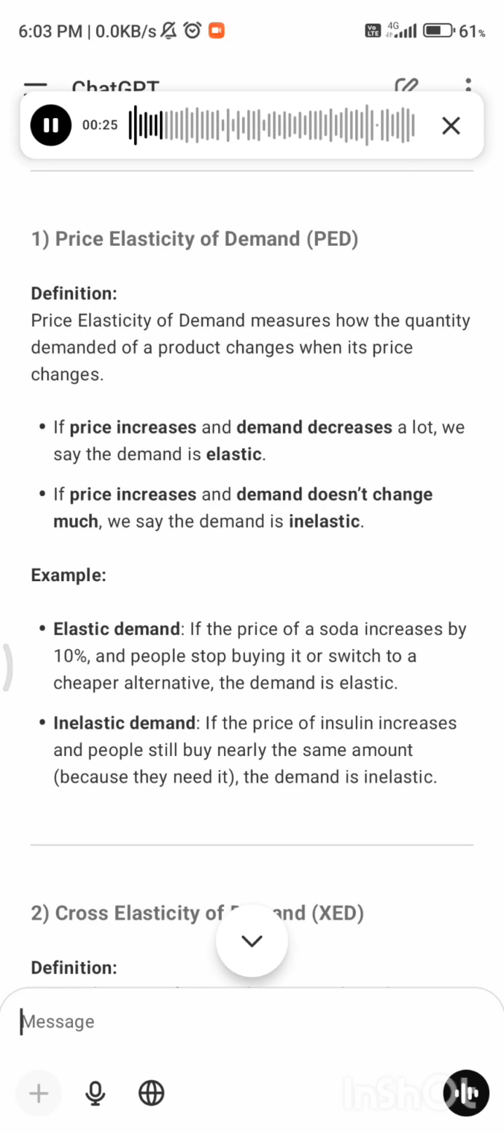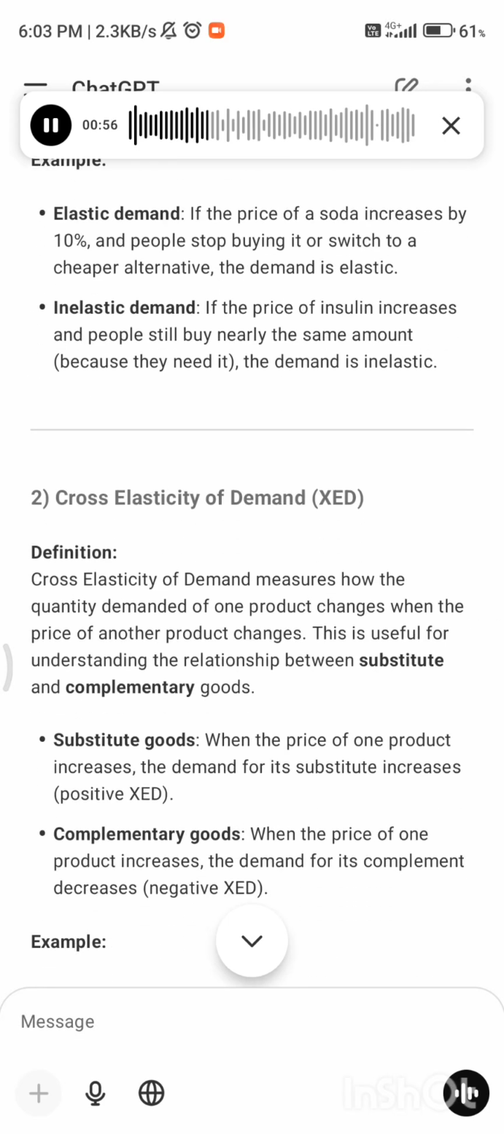If price increases and demand decreases a lot, we say the demand is elastic. If price increases and demand doesn't change much, we say the demand is inelastic. Example, elastic demand. If the price of a soda increases by 10% and people stop buying it or switch to a cheaper alternative, the demand is elastic. Inelastic demand. If the price of insulin increases and people still buy nearly the same amount because they need it, the demand is inelastic.